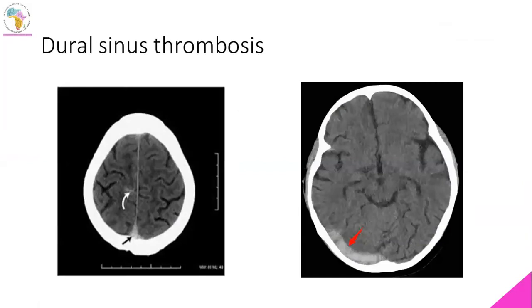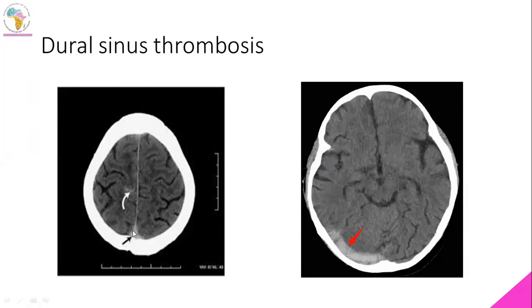We have other conditions that affect the venous system of the brain. We call it dural sinus thrombosis. Dural sinus thrombosis is the thrombosis that occurs in the dural sinuses, and it usually occurs in a situation of hypercoagulable status that leads to thrombus formation inside the dural sinuses.